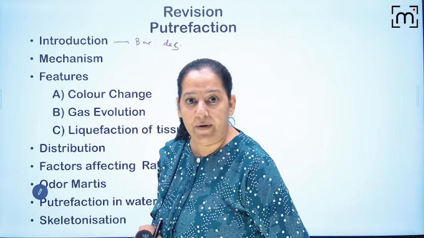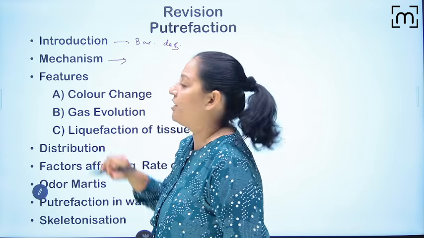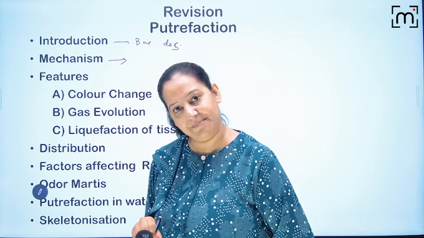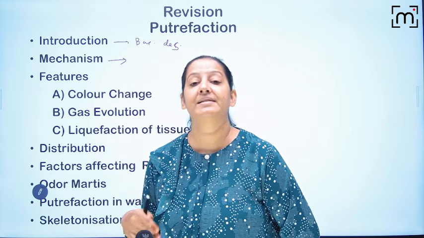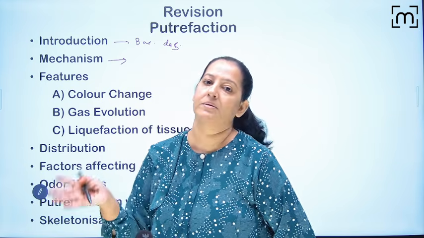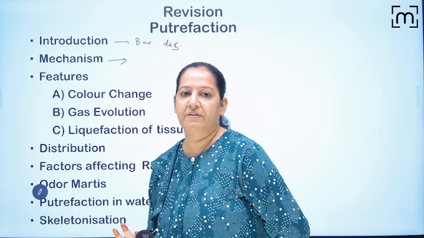Bacterial destruction of the dead body. Okay, what is the mechanism? You know the mechanism? The bacteria which are present in the intestine or respiratory tract will invade out into the soft tissue. They will release enzymes, and those enzymes cause the destruction. First, they will multiply because oxygen is less. I've told you the complete flow chart.